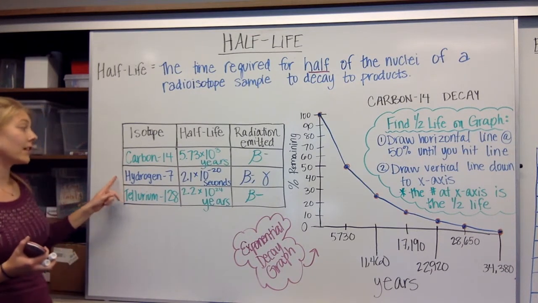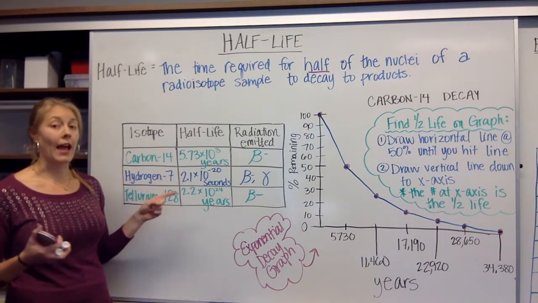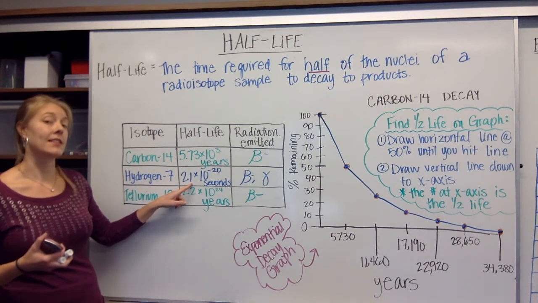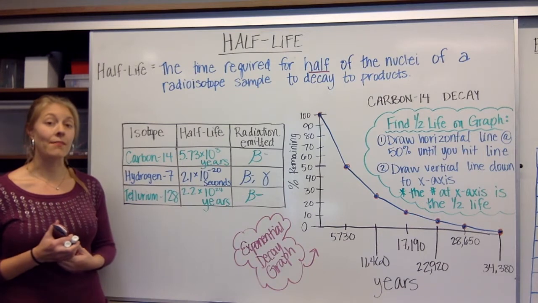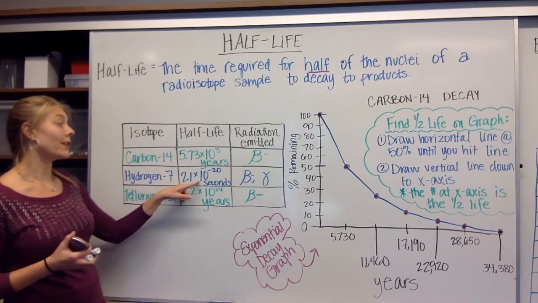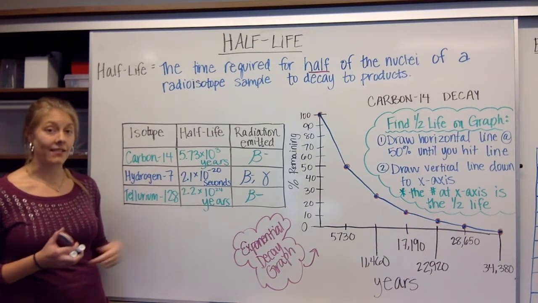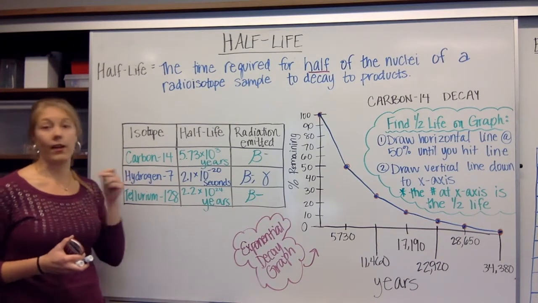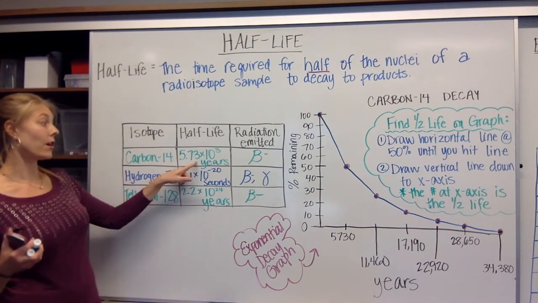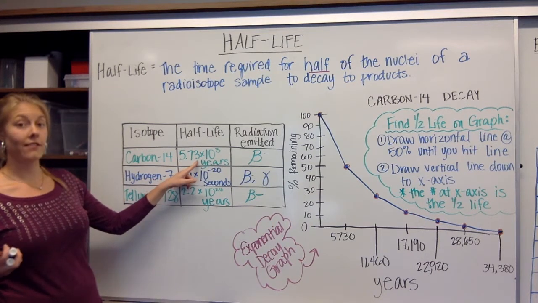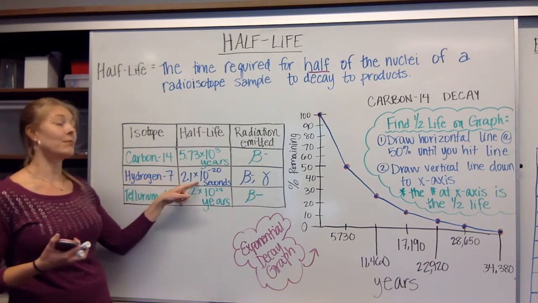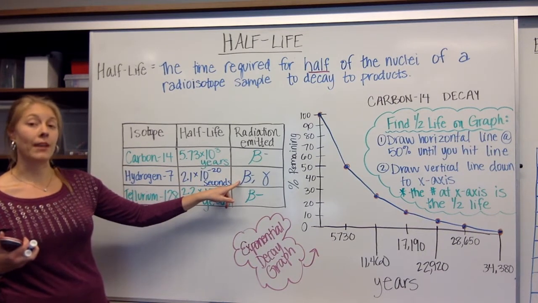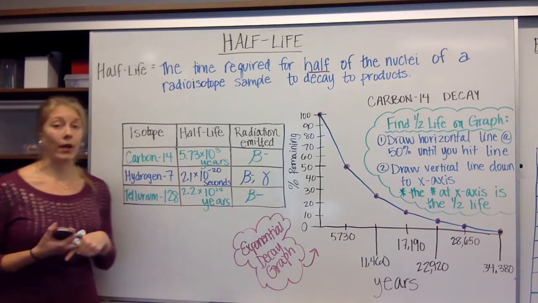Hydrogen-7, on the other hand, has a very short half-life. So it has a half-life of 2.1 times 10 to the negative 20 seconds. That means that every 2.1 times 10 to the negative 20 seconds, half of hydrogen-7 is decaying. Half, and half, and half, and half, as opposed to a series of years, right, for carbon-14. So that's an extremely short half-life. This one will also emit beta radiation and gamma as well.